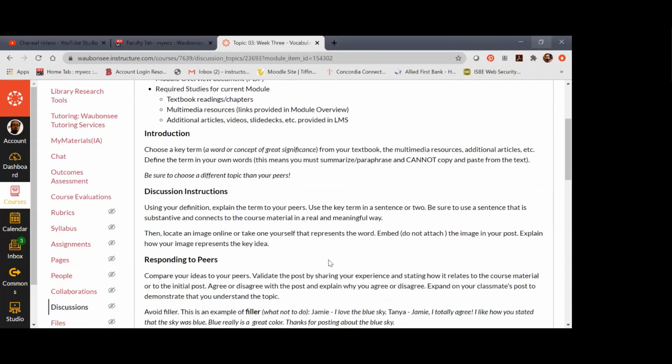What you'll do is you'll choose this term, you'll define it, explain it to your peers in your own words, make sure it's substantive, and then you're going to look for an image online that corresponds to that word and embed that image. Please do not attach. If you attach, again, I won't grade it.